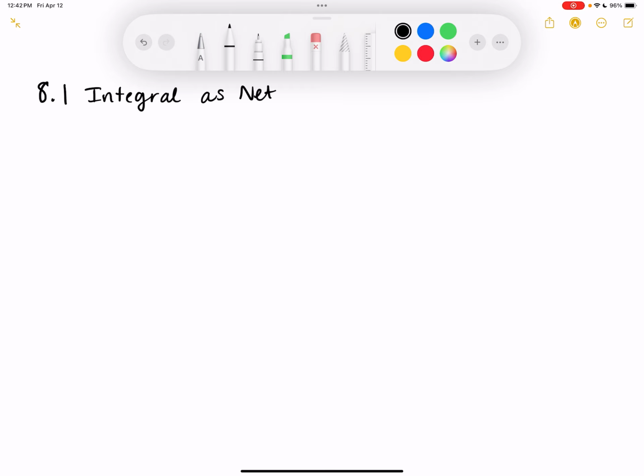All right, 8.1, integral as net change. So we're going to be going back to linear motion. Wait, how did we do linear motion? Position, velocity, acceleration. Is that chapter 5? 6. That was chapter 6. Chapter 5 was the awful, evil chapter. The everybody wants to cry chapter.